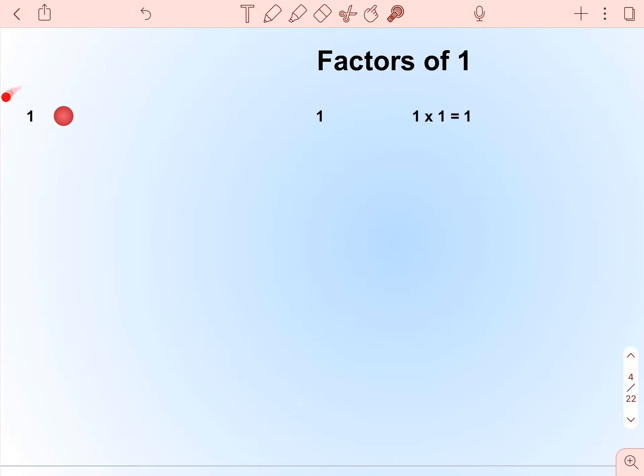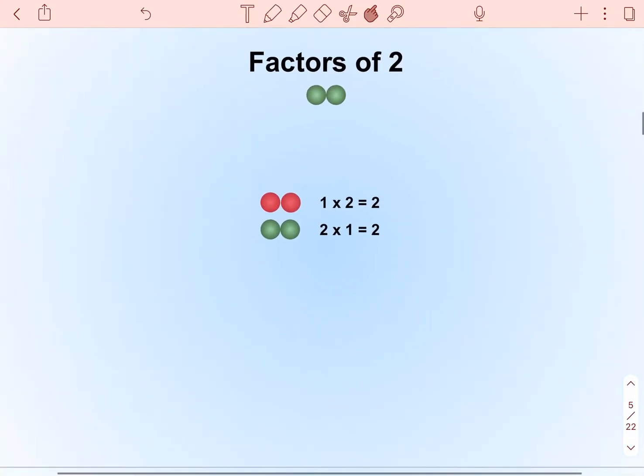So maybe start by writing a 1 near the top of your page, and then next to that we might write what the factors of 1 are. The factors of 1 are 1. So on my page I might write the factors are 1. And how do I get that? I write 1 times 1 equals 1. It's pretty simple.